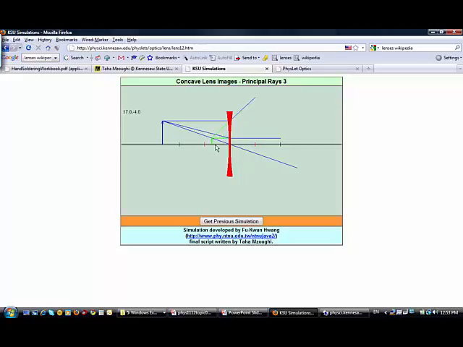Again, we're drawing it in green, not very visible, to designate that it is virtual, not real. So when you look at the lens from this side, instead of seeing the object, you are going to see an image of the object that is upright but smaller.